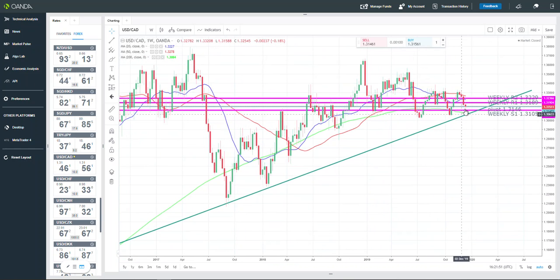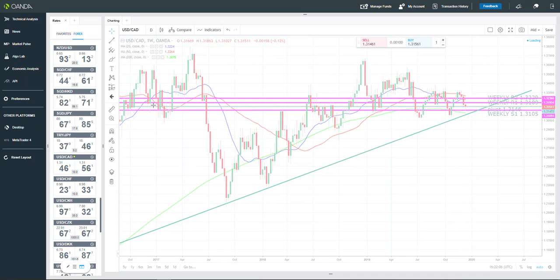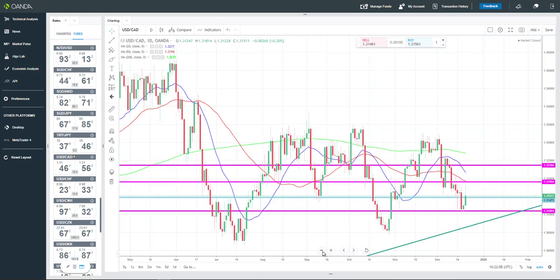My sentiment would change if price fell below this last low back in October of 2019 at about $1.3050. If I saw a sustained break below that, that would change sentiment. But for now, bullish. Let's go ahead and get closer at the daily and look at our weekly pivot points.